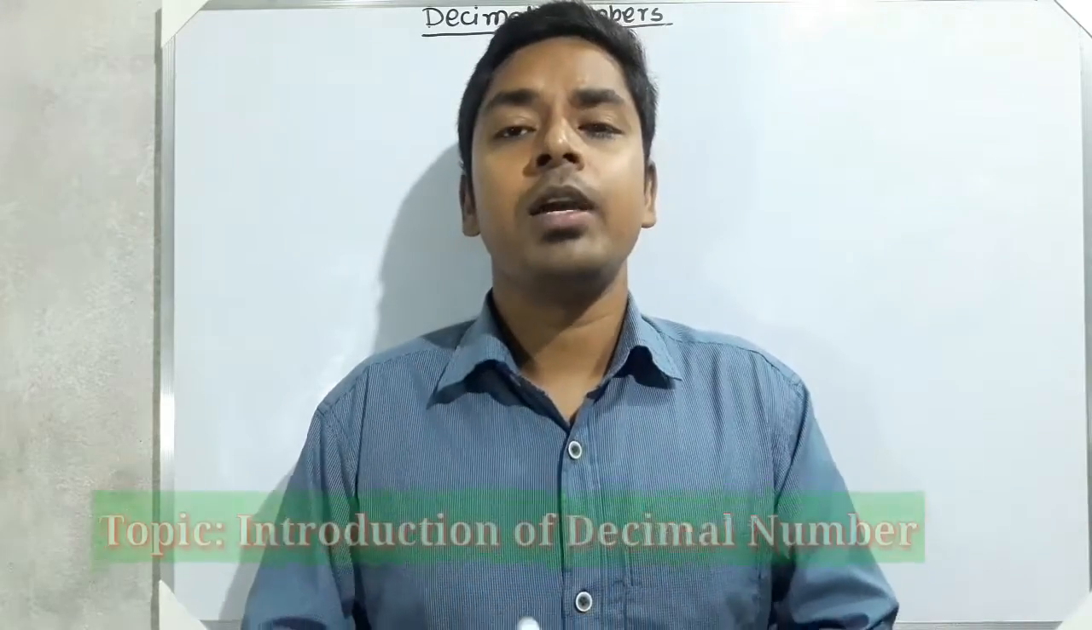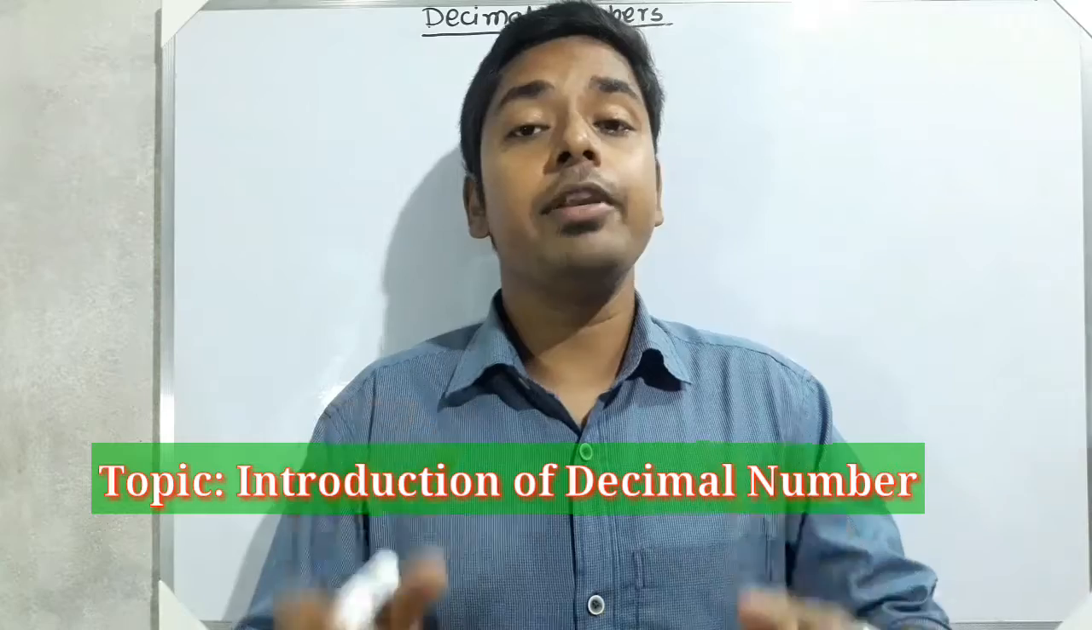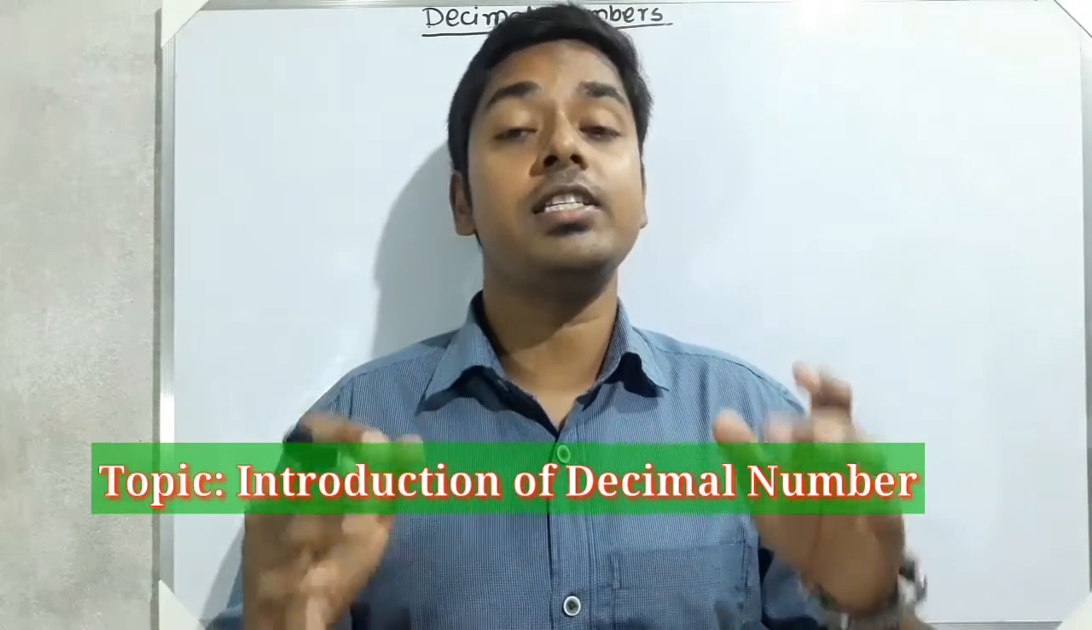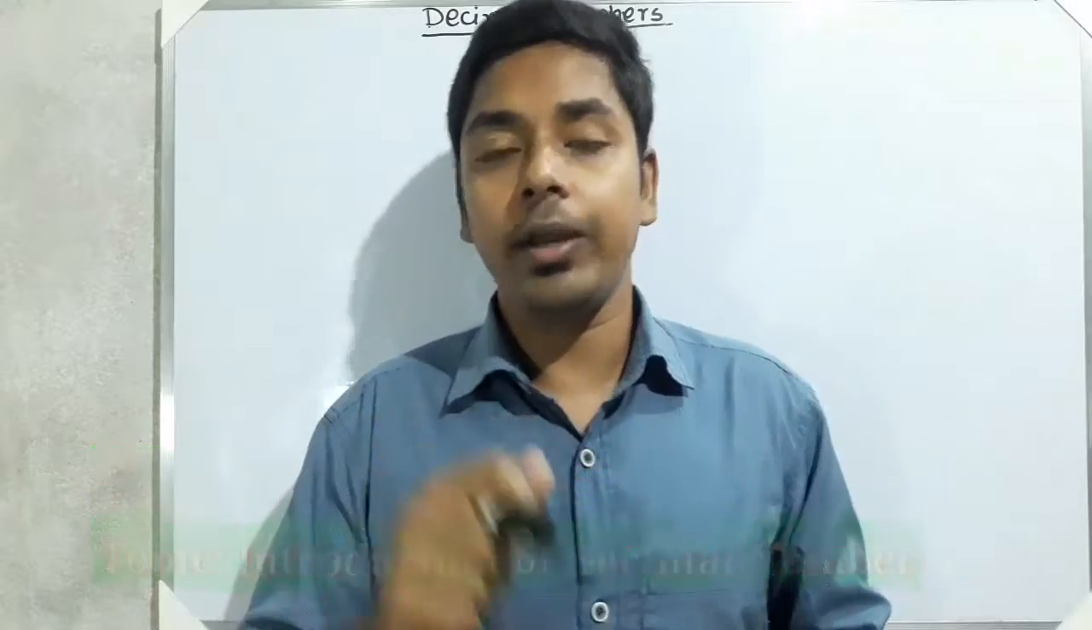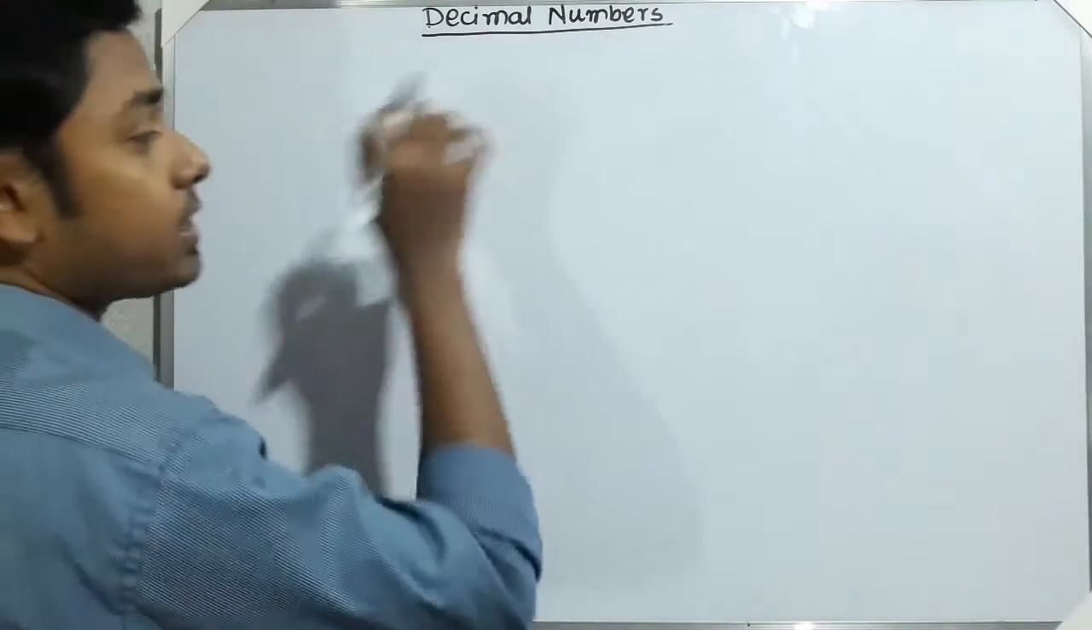Okay, so first of all, I think you already know a little bit about it from the junior classes. Now we will know briefly about it. First of all, we will look at the structure of the decimal number. That means we will recall the decimal from the junior classes. So what is the structure of the decimal number?